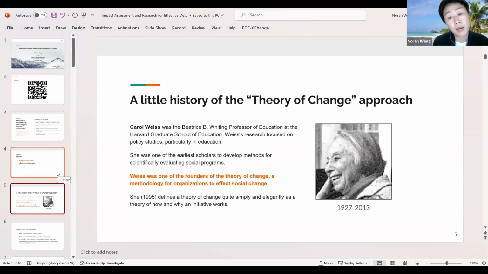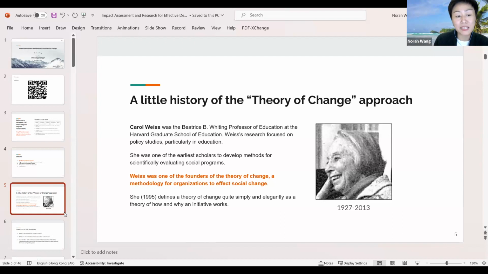She passed away about 10 years ago. Weiss was also one of the founders of the theory of change, a methodology for organizations to effect social change. She defines a theory of change quite simply and elegantly as a theory of how and why an initiative works. I've told many people in workshops, when they ask me what is theory of change, I simply say you need to have assumptions about what works and what doesn't work.